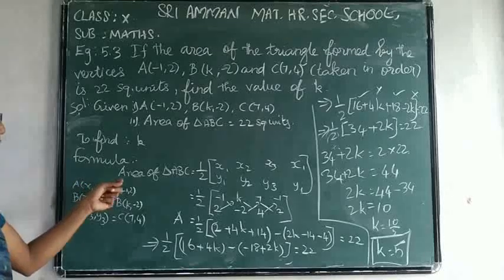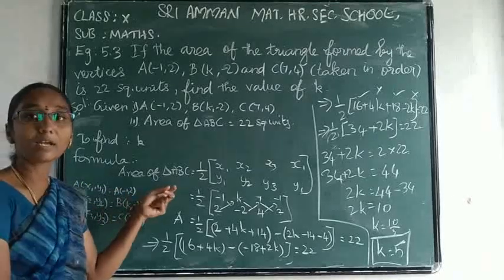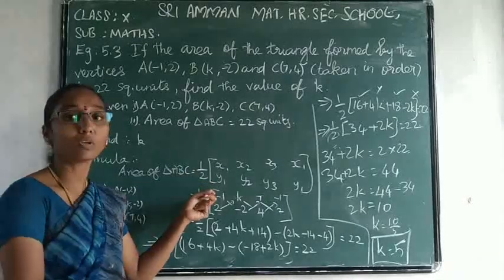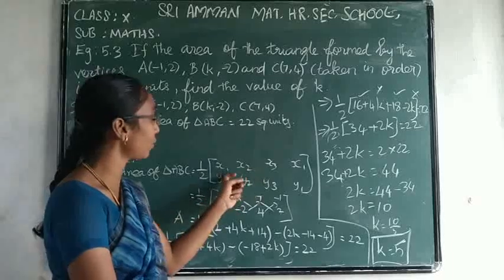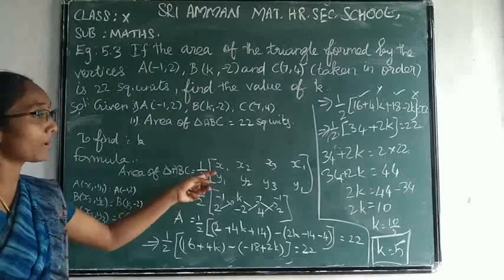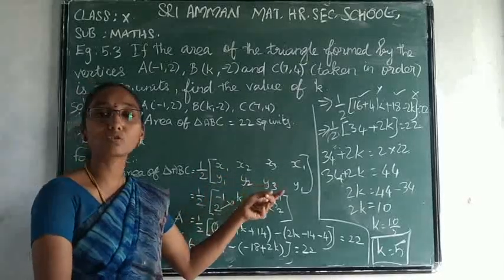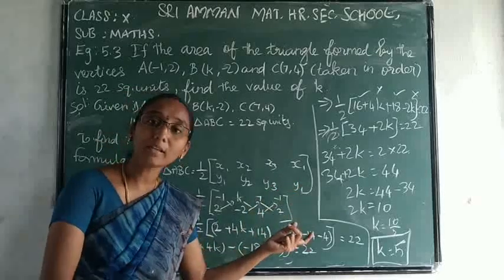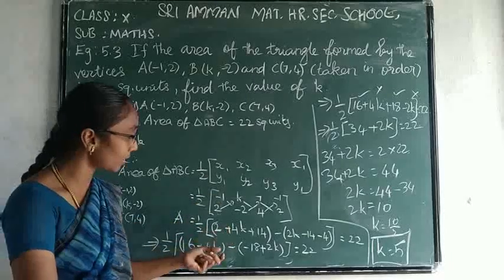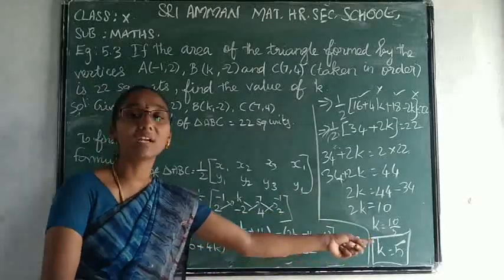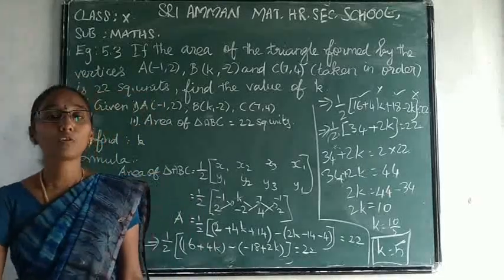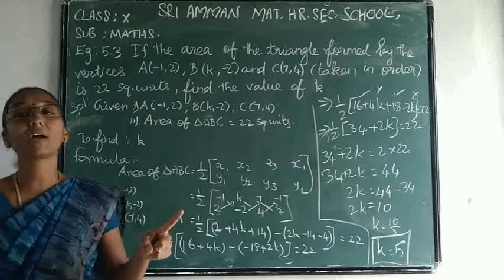What is the formula for the area of the triangle? Area of the triangle equals half into x1, y1, x2, y2, x3, y3, x1, y1 again. Keep this in your mind. So half into, substitute these values of x1, y1, x2, y2, x3, y3 and then again x1, y1, and after calculating these values you get the final answer k equal to 5. So the answer for this question is 5.